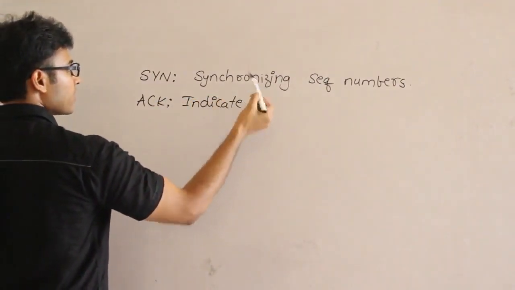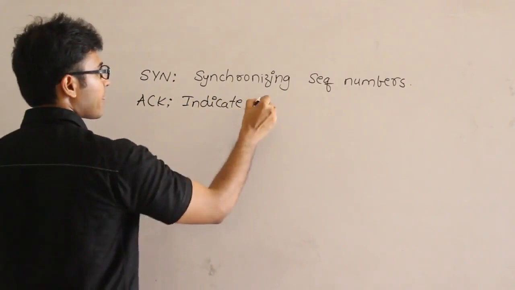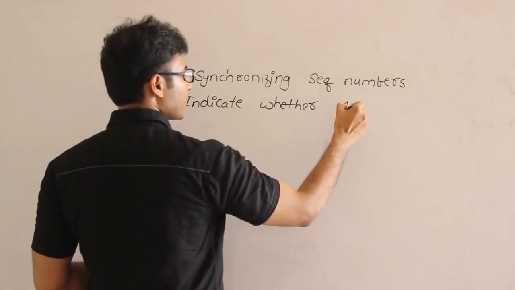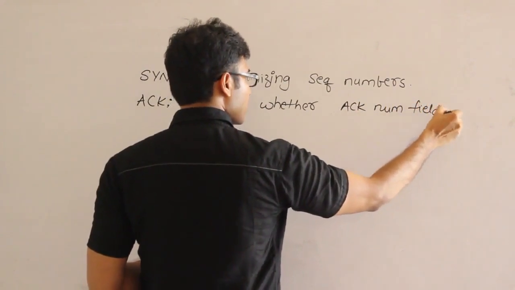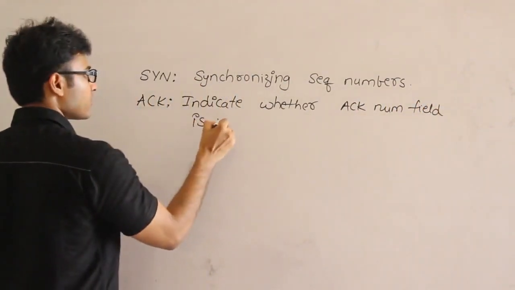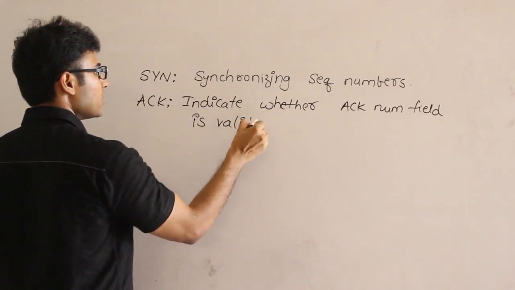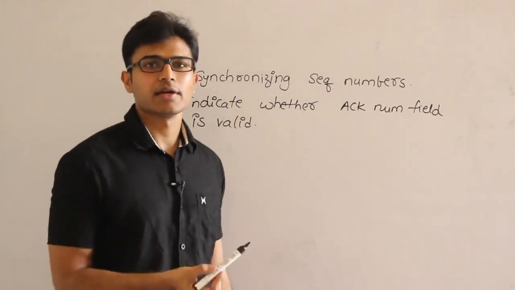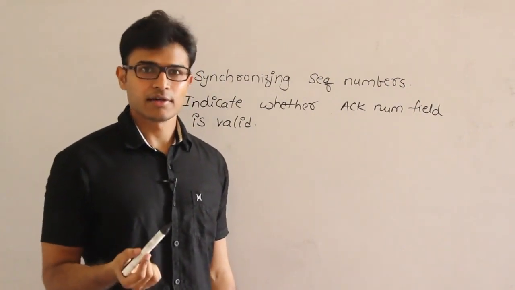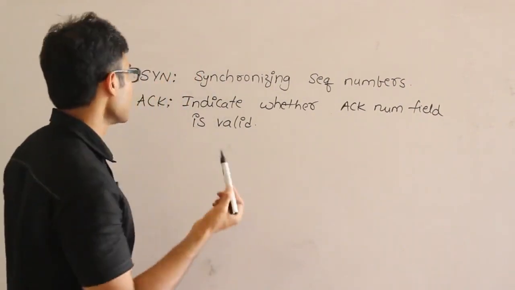This will indicate whether this acknowledgement number field is valid or not. It need not be valid all the time, right? So all the packets need not contain the acknowledgement number. So this is going to indicate that.